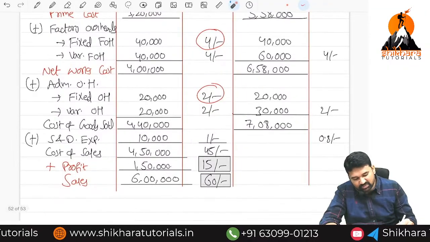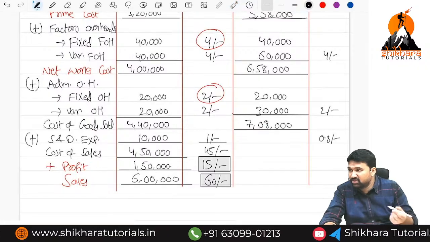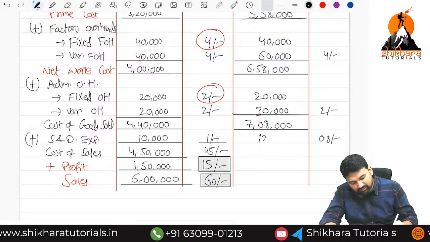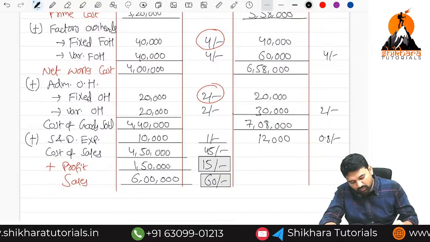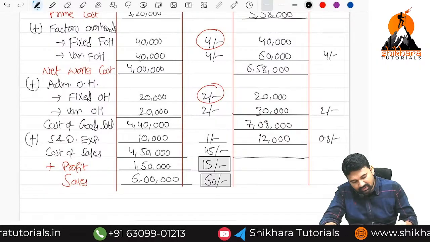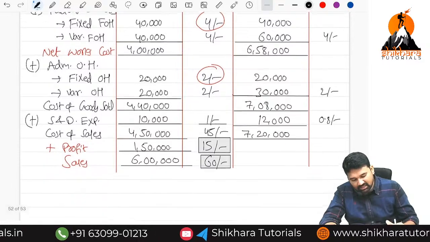Selling and distribution expenses will be 80 paisa, right? 80 paisa into 15,000 units. Tell me. 12,000. Now the total cost is 7 lakh 20,000. 7 lakhs 20,000.